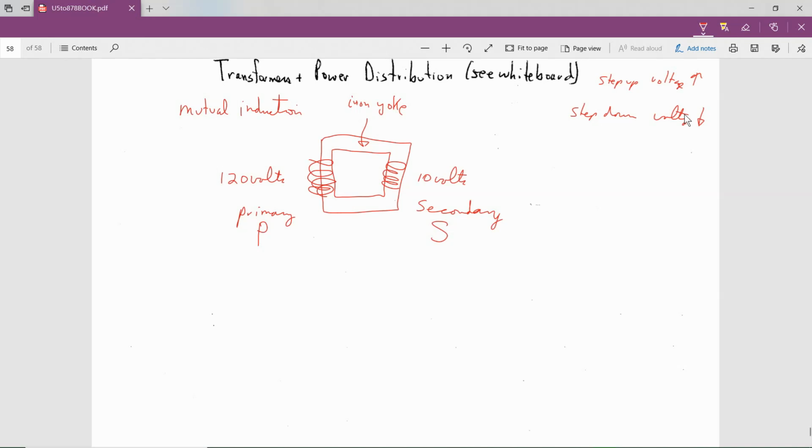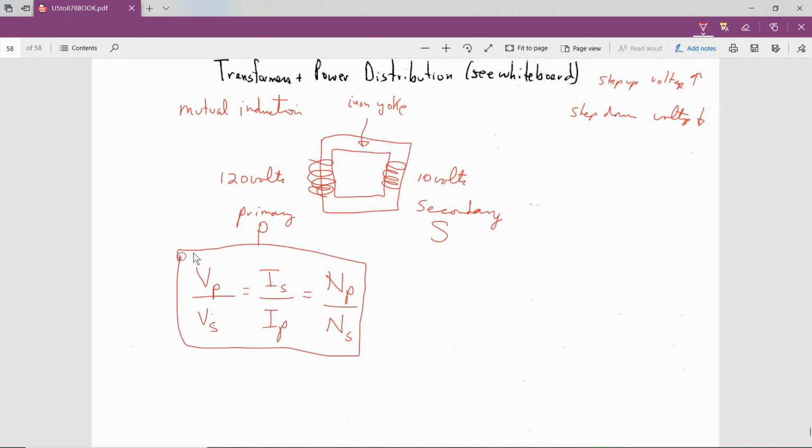So you have step up and step down transformers. Now the transformer equation is this: the voltage in the primary over the voltage in the secondary equals the current in the secondary over the current in the primary equals the number of turns in the primary over the number of turns in the secondary. That's known as the transformer equation, and if you really want to be a stickler about this, you should write root mean square, RMS.